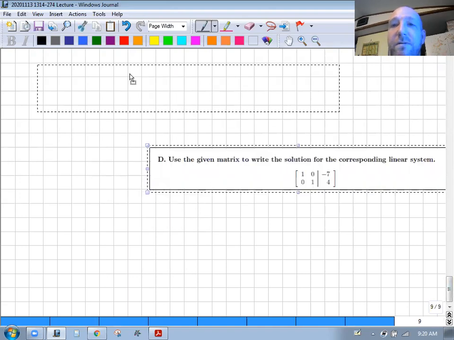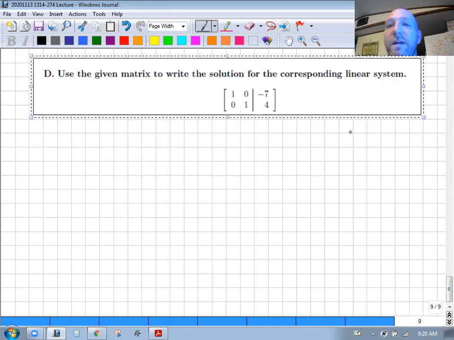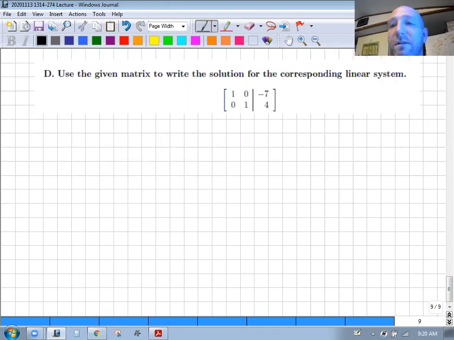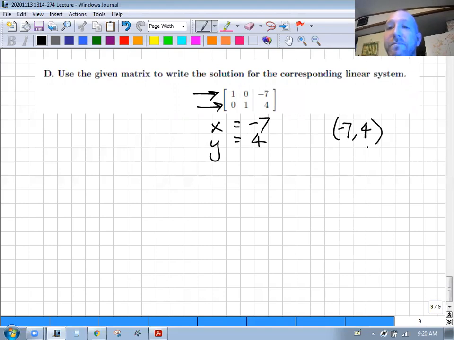So this one, use it to write a solution. Well, what do the rows say? The first row says that x plus 0y equals -7. The second one says that 0x plus 1y equals 4. So that's our solution, -7, 4. Right? Once you have a diagonal of all 1s and everything else is 0, that's your solution.